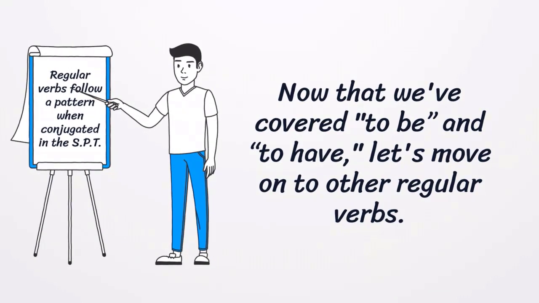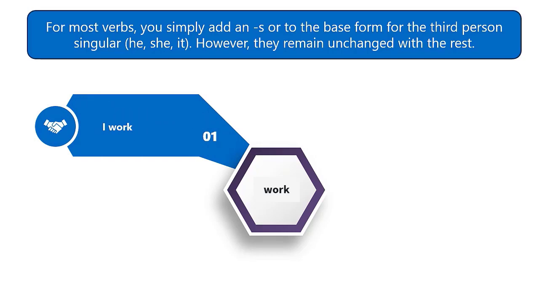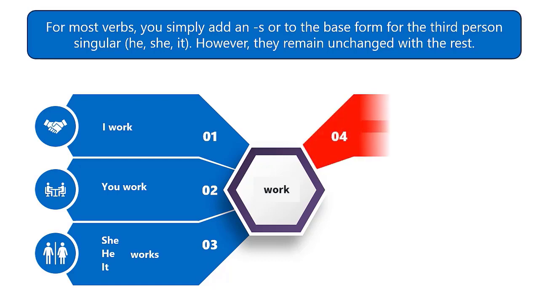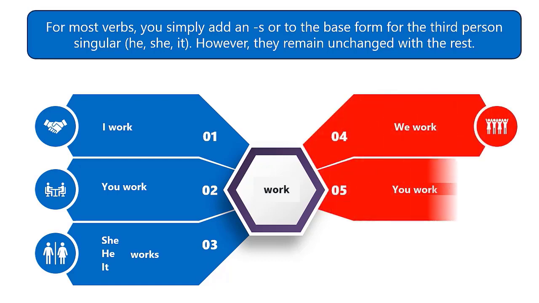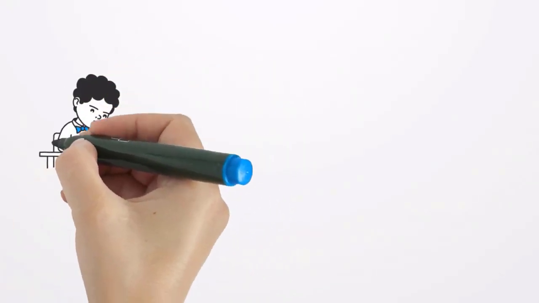Regular verbs follow a pattern when conjugated in the simple present tense. For most verbs, you simply add an s to the base form for the third person singular: he, she, it. However, they remain unchanged with the rest. For instance, let's use the verb to work. I work. You work. She, he, it works. We work. You work. They work.